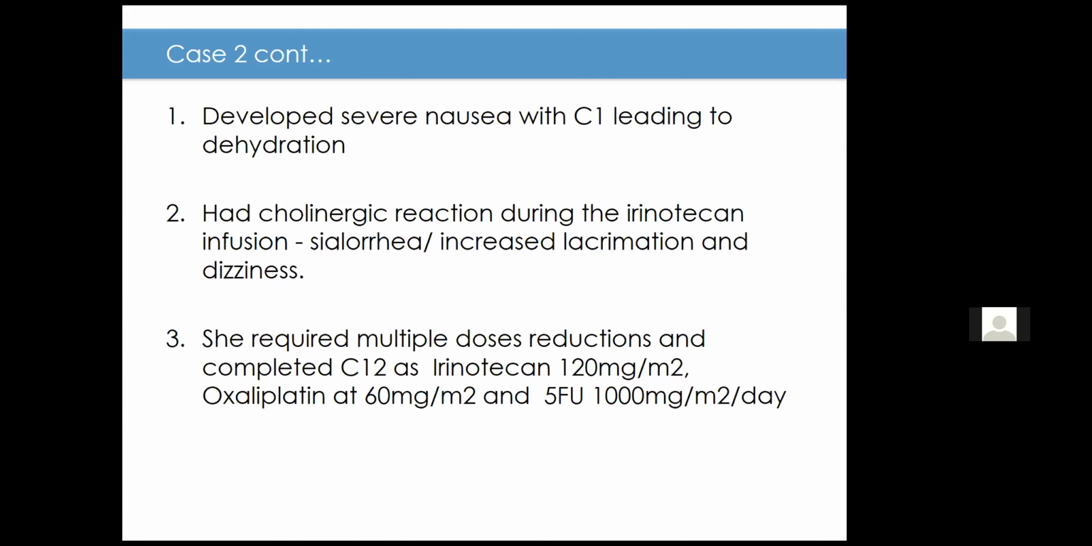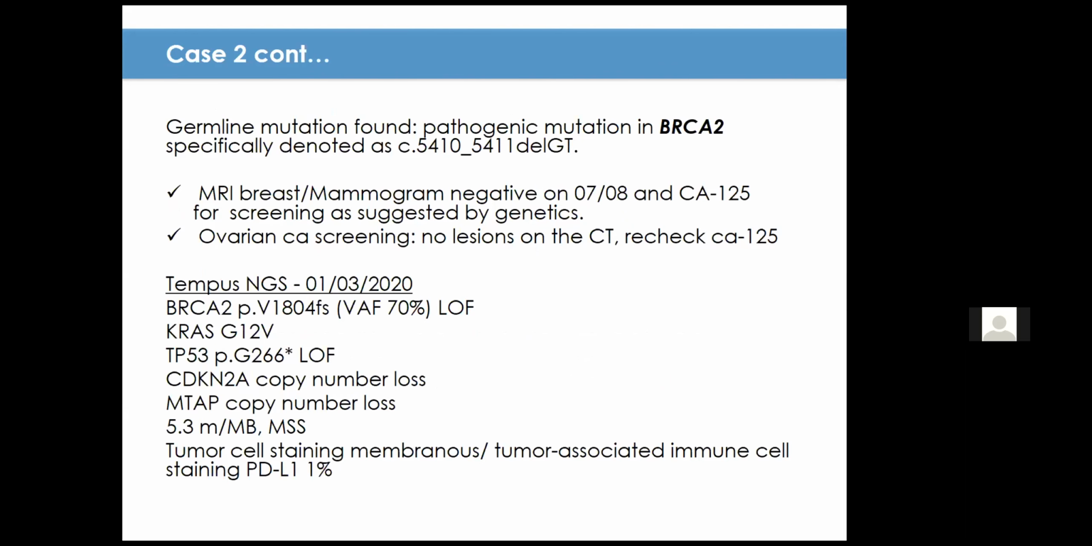Okay. So then germline testing is back, and she had a pathogenic BRCA2 mutation. Because of that, MRIs and ovarian screening were recommended. To be honest with the case, she was able to get the NGS testing results before, and this mutation is actually highly suspicious for a germline mutation, which was then confirmed. And these are the other mutations that she had.